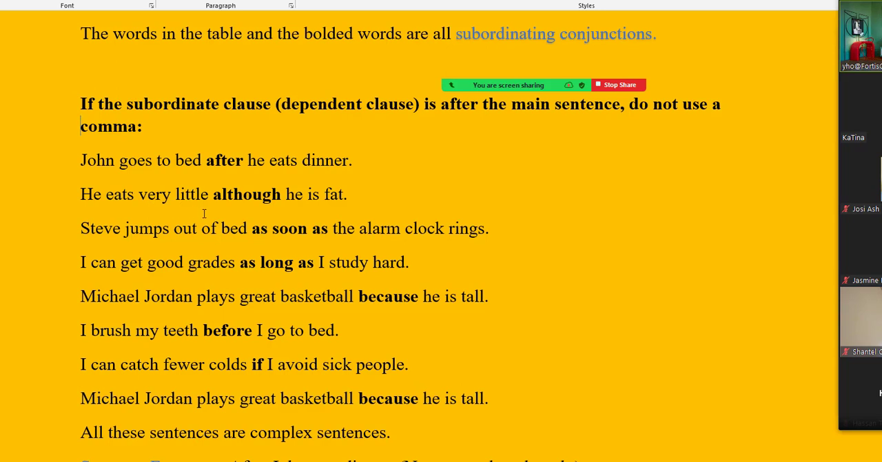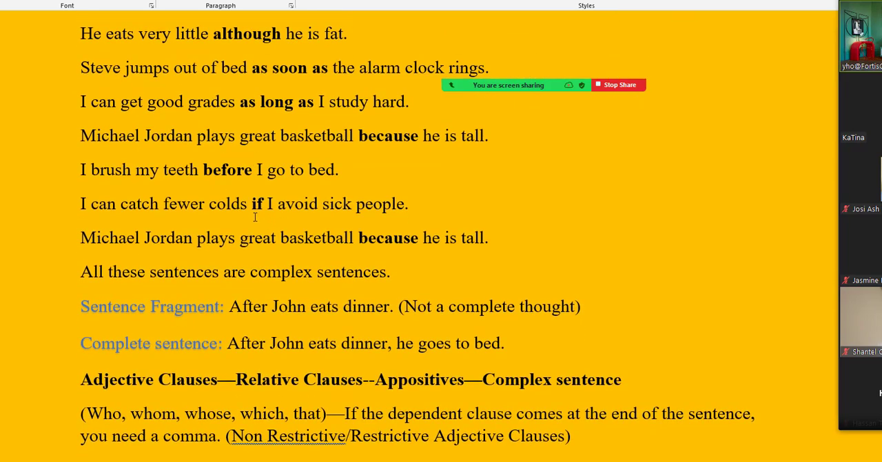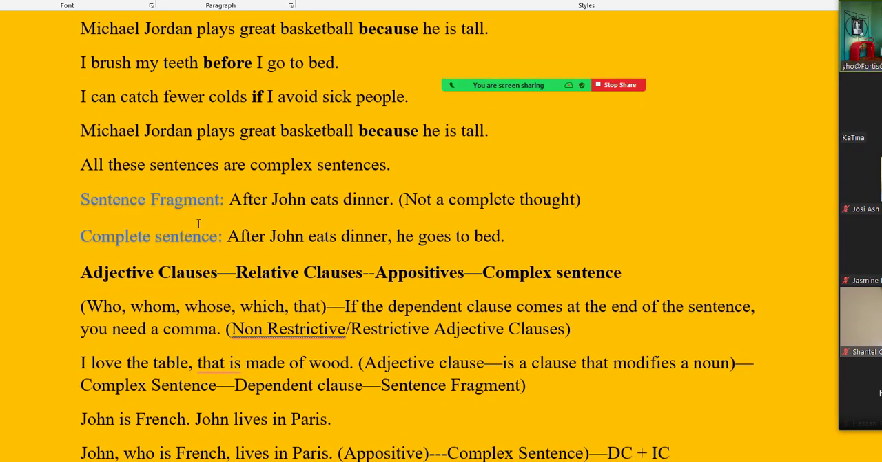He eats very little, although he is fat. Steve jumps out of bed as soon as the alarm clock rings. I can get good grades as long as I study hard. Michael Jordan plays great basketball because he is tall. And so sentence fragments are after John eats dinner, because that's not a complete thought. A complete sentence would be after John eats dinner, comma, he goes to bed.